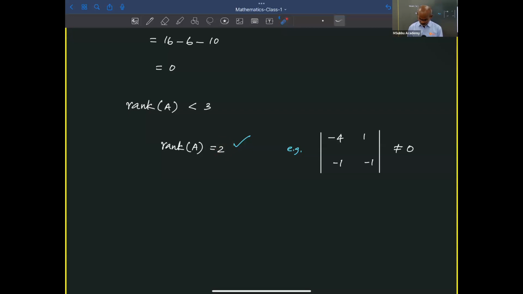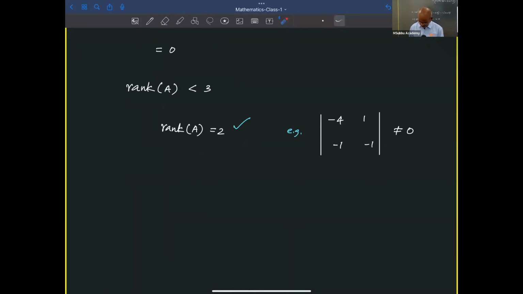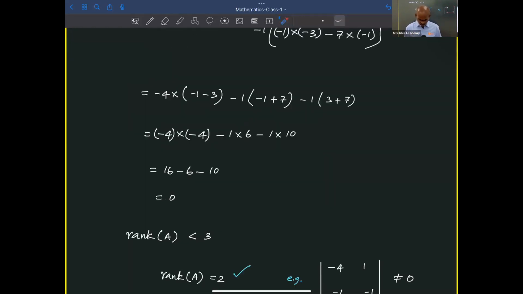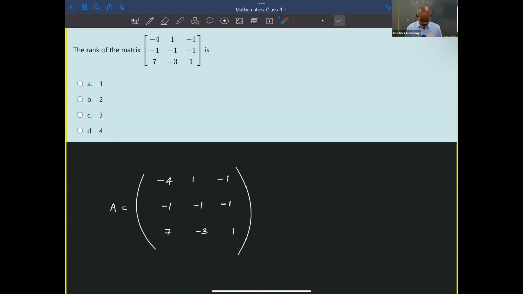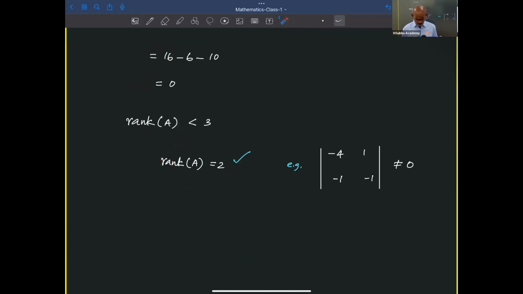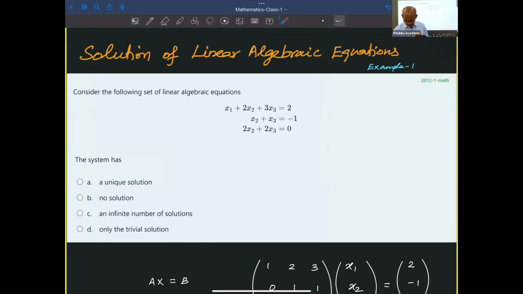For that, look for any 2 by 2 content with non-zero determinant. Definitely there is still a non-zero content available for the 2 by 2. So that means this rank is equal to 2. And now the solution of equations, only two different content.